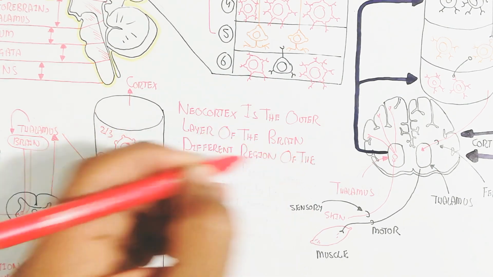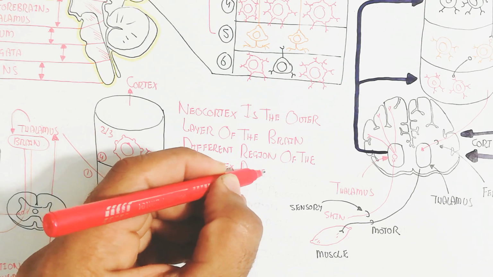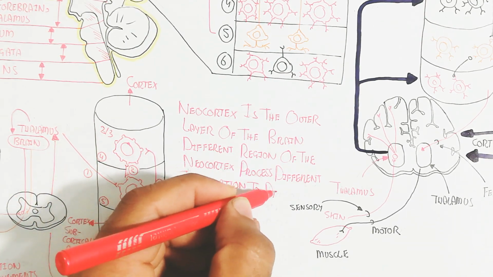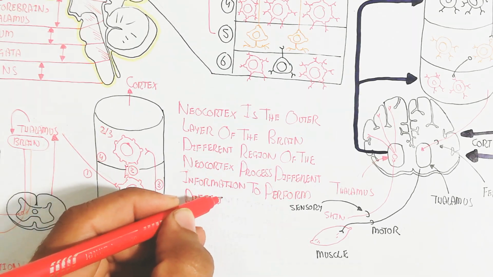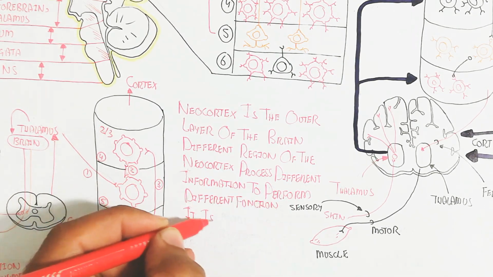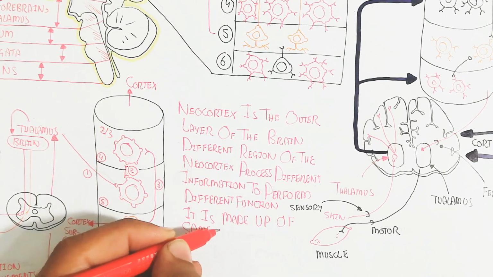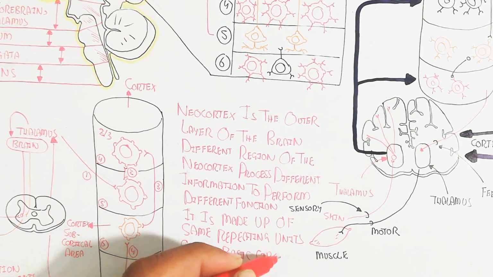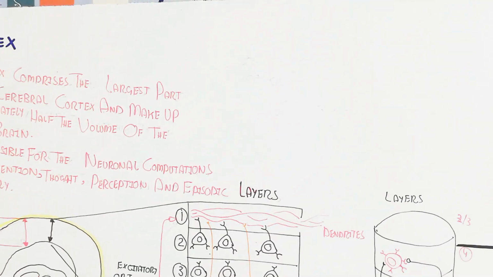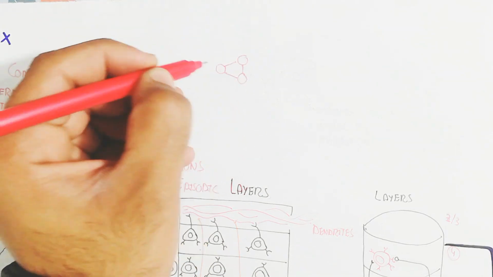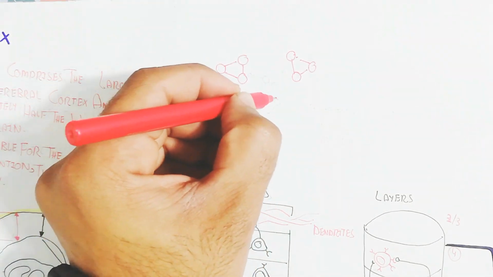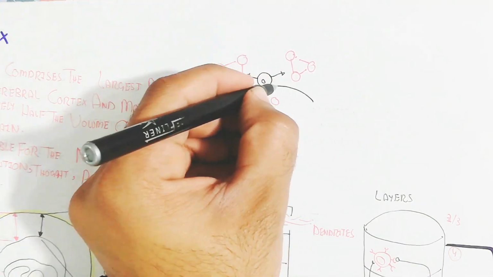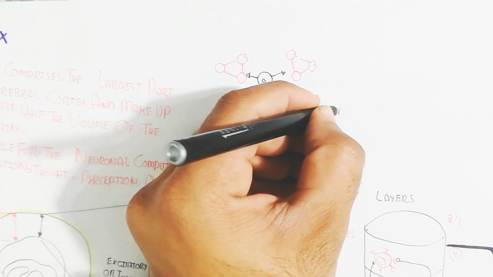The neocortex is the outer layer of the brain. Different regions of the neocortex process information differently to perform different functions. It is made up of the same repeating unit of basic circuits. So the neocortex is very important for integration, and the interneurons, inhibitory neurons and excitatory neurons work together for smooth muscle movement, as well as learning, emotions, and episodic memory.